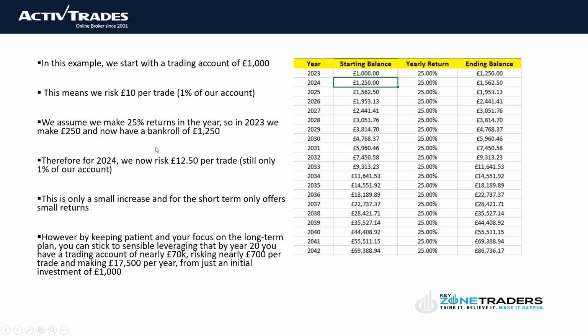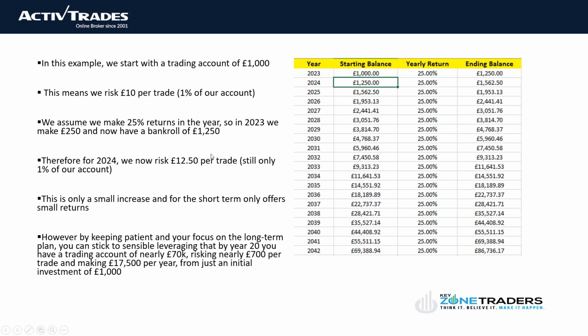So therefore, people have made £250. They think, oh, £250 for a year. What's the point in this trading stuff? Making £250 a year is just not what I want to do from trading. But the following year, we're going to risk £12.50 per trade, which is still only 1% of our account. Now, it's only a small increase, and again, the next year you only make £312.50. Still a relatively small amount. And again, after 2 years, you're sitting there thinking, you know what, I've made £562 in 2 years of work. This really isn't worth my time.